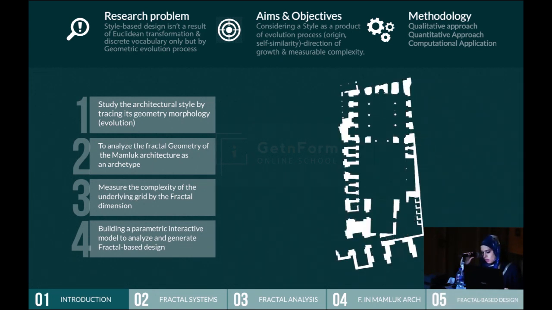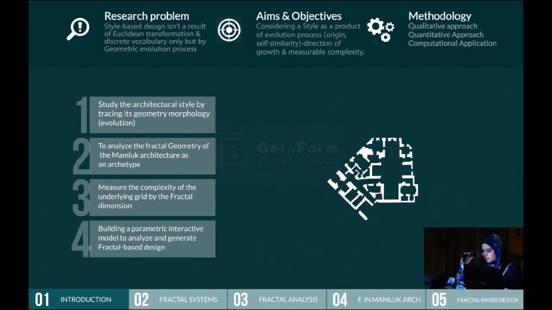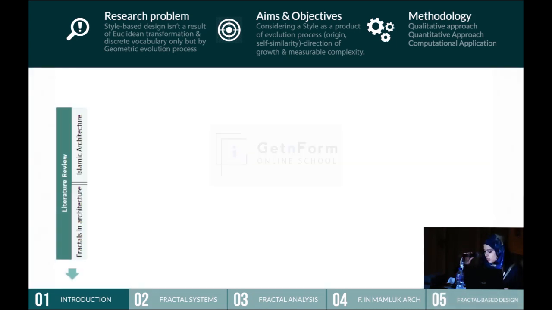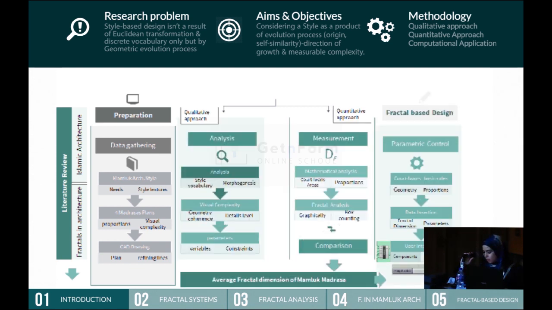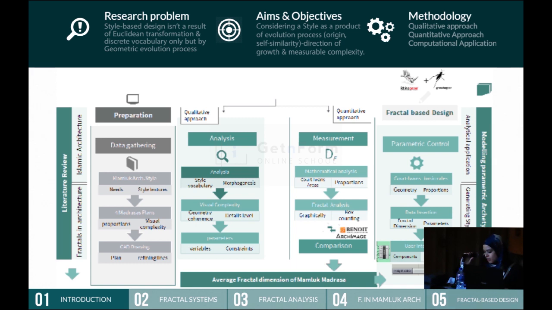The main aim is considering the style as a result of an evolution process, origin and self-similarity. The main objectives are to analyze the fractal geometry of the Mamluk architecture as an archetype, measure the complexity by the fractal dimension, and build a parametric interactive model to analyze and generate fractal-based design. The methodology after the literature review is divided into a qualitative approach by the geometric analysis and a quantitative approach achieved by calculating and comparing the fractal dimension for the 4 case studies.